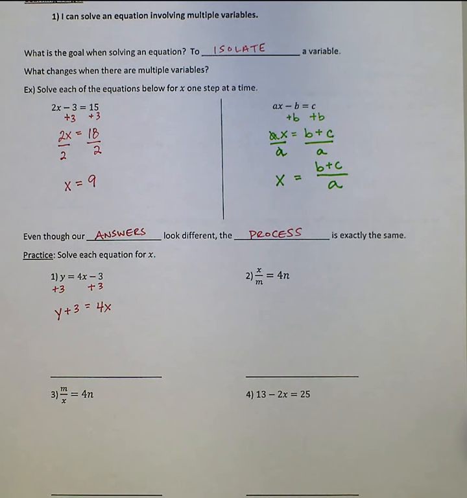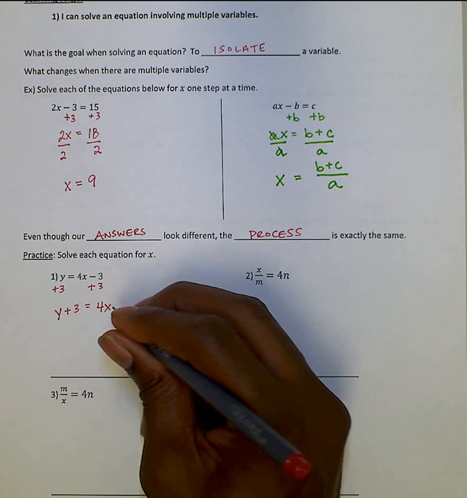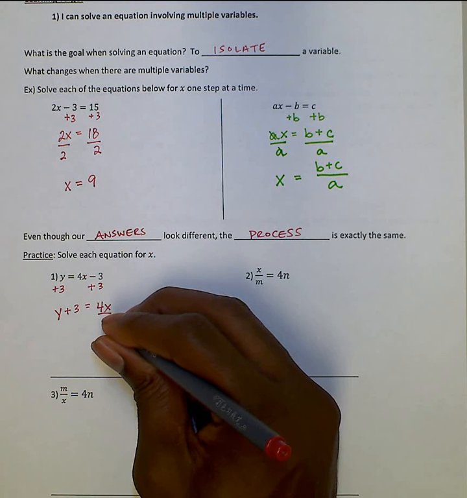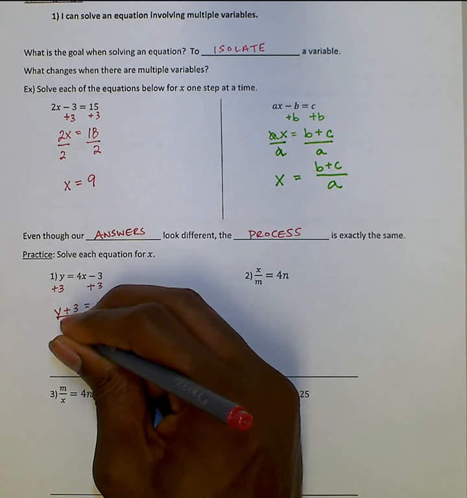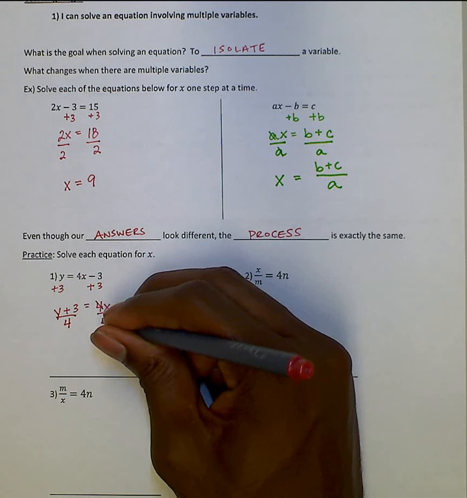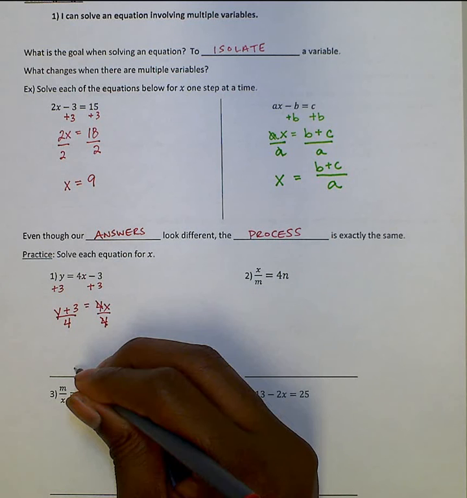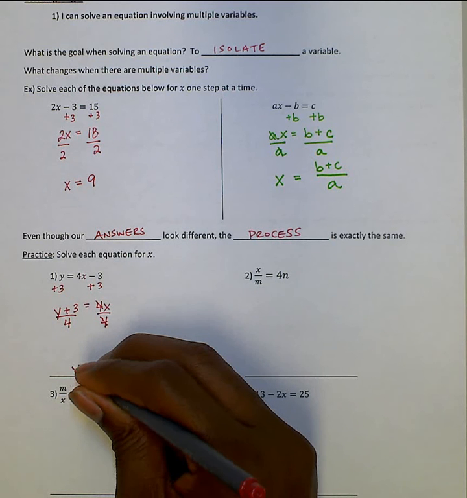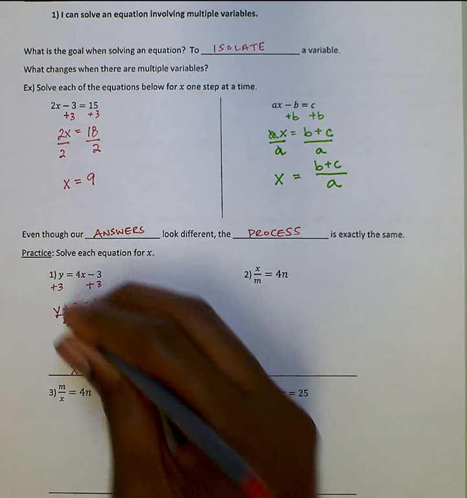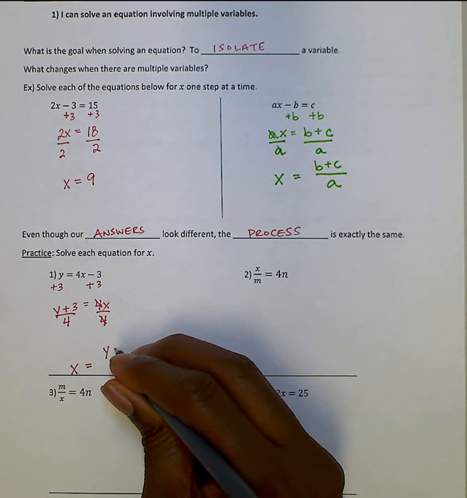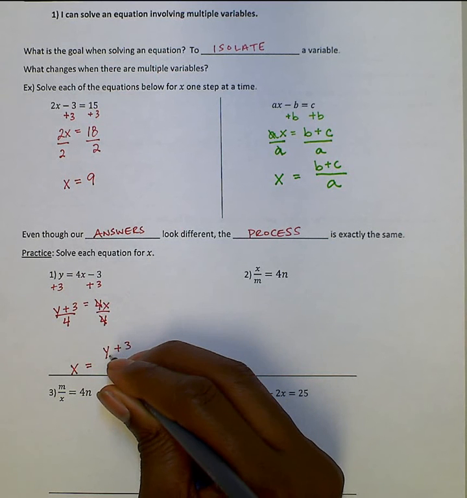Okay, I want to get x by itself. What's stopping x is 4. 4 is multiplying, so I'm going to divide by 4. It'll cancel out on the right side. I'm just going to rewrite this so that x leads. And then I have, on the other side of the equation, y plus 3 over 4.